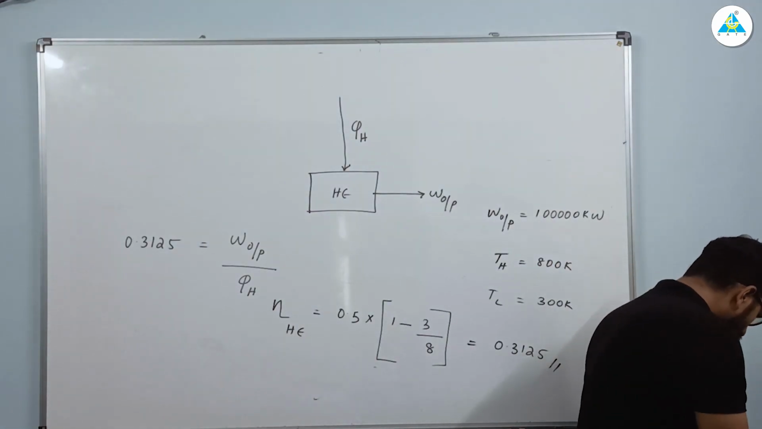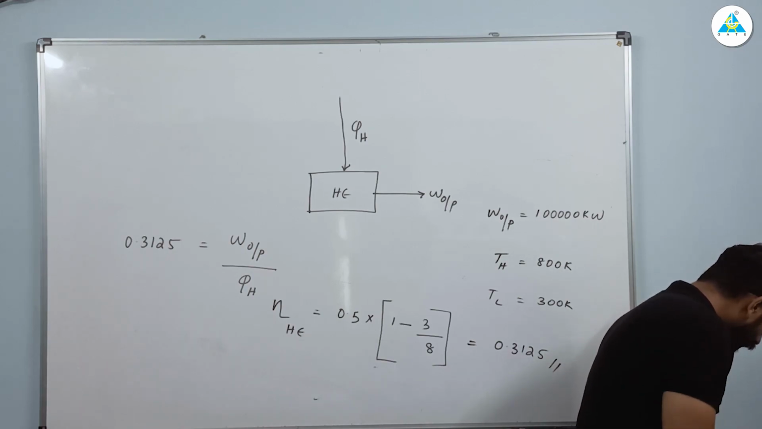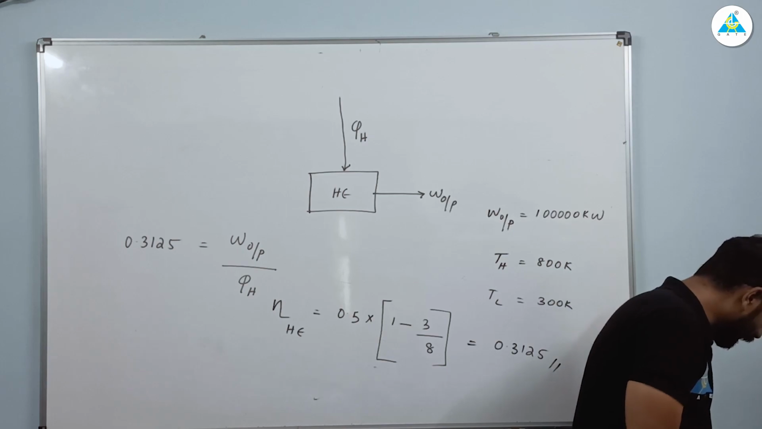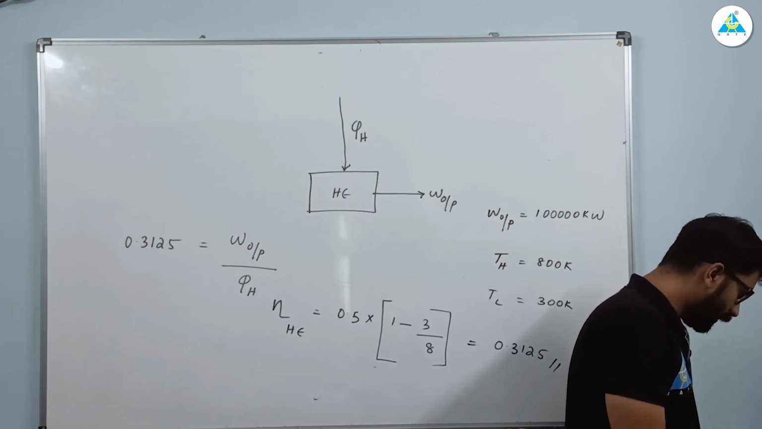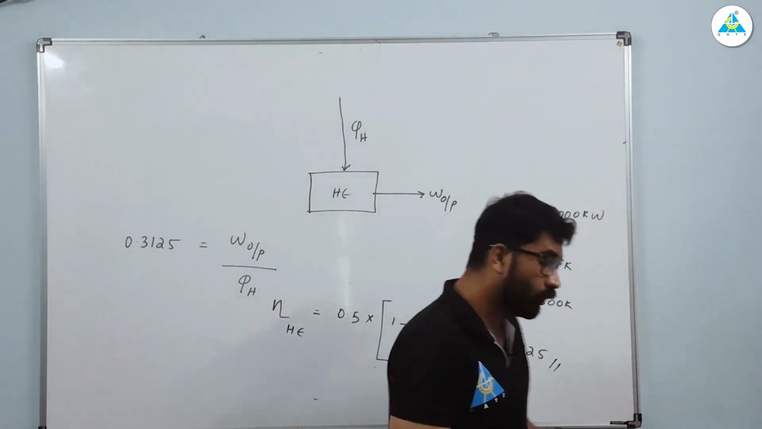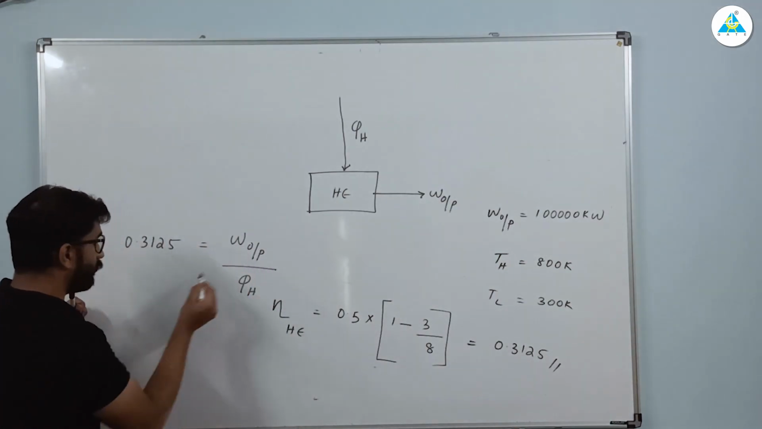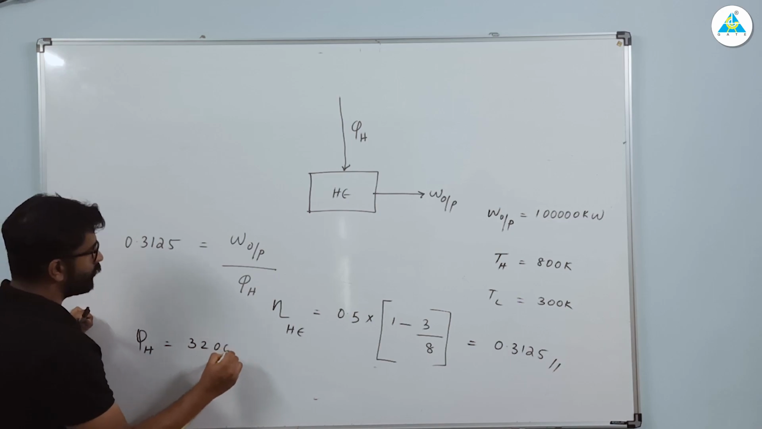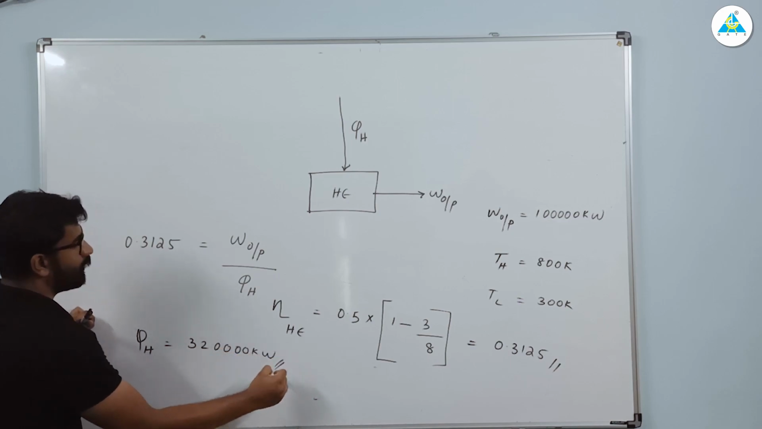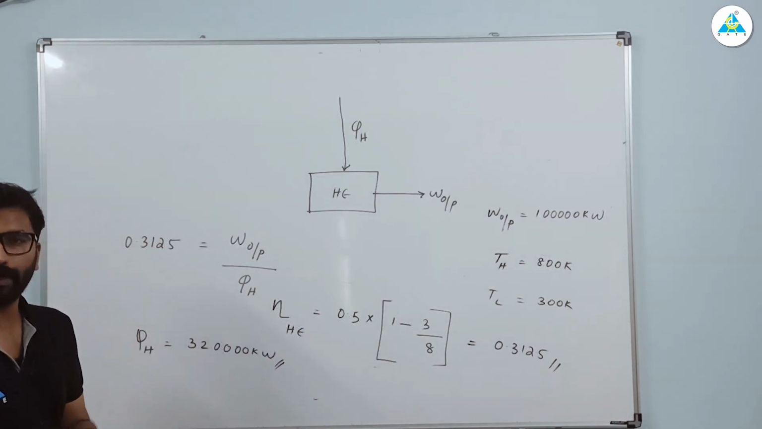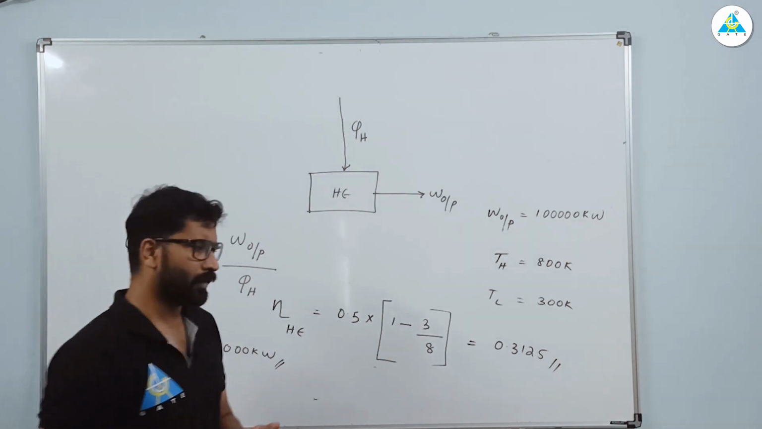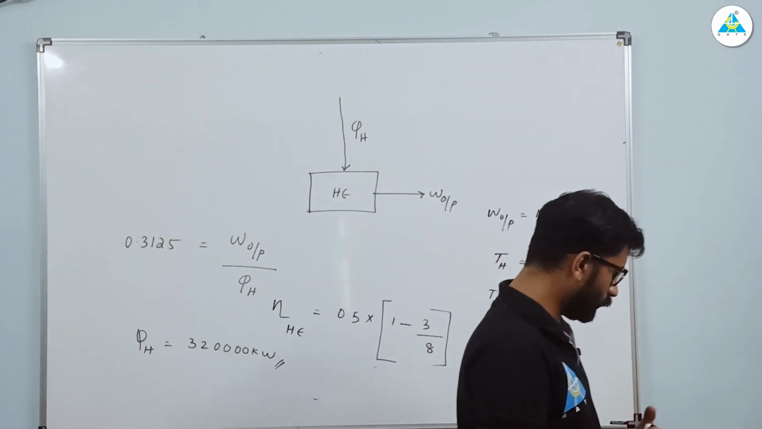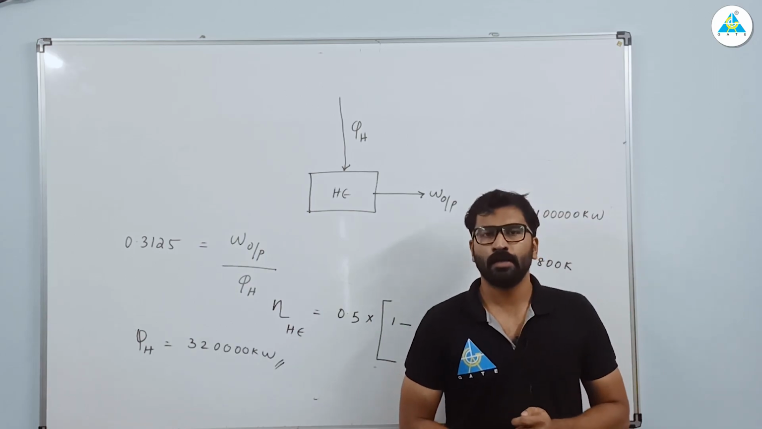Let me check. After the calculation, you will get the answer 32,000, 32 and 4 zeros. Right? You will be getting QH as 3,20,000 kilowatt. I hope you are getting. Right? Solve this question. Clear? I hope this is also done, right? So solve this as well.